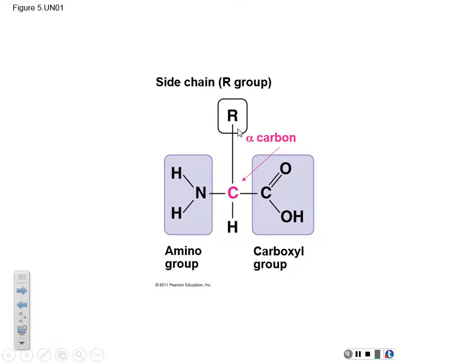And here's the thing. There are 20 different commonly used amino acids by all living things on this planet. Each of those 20 different amino acids differ from each other only in the sense of what that R is. So there are 20 different things you could plug in place of that R. Each of those corresponds to a different amino acid.